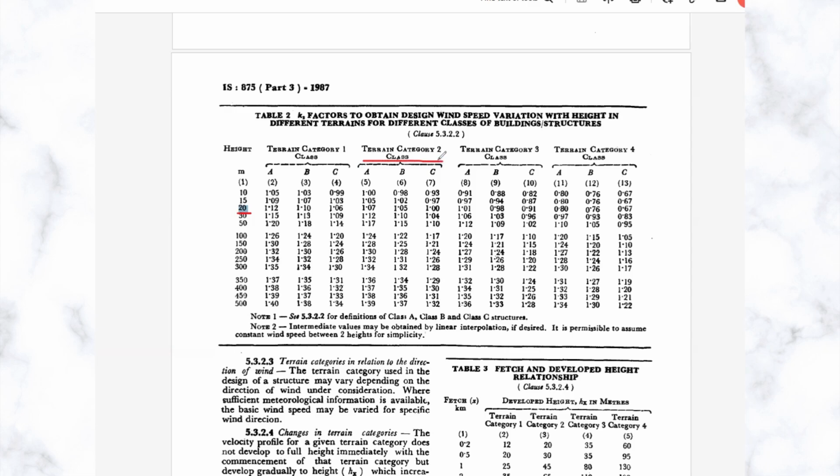So the width or height, whatever is in between 20 to 50, it means I fall into class B. So the three things I came to know. And now for this 20-meter height, and for class B and terrain category 2, I came to know that 1.05 is the K2 factor. As simple as that. So now we came to know how to calculate the K2 factor.